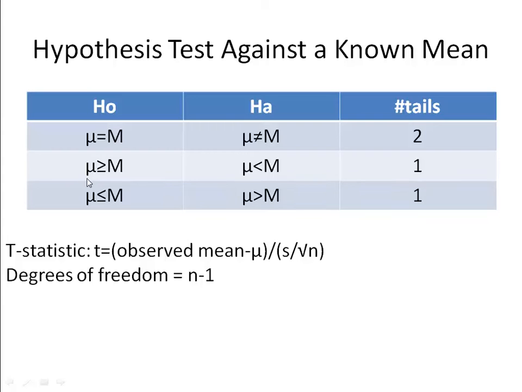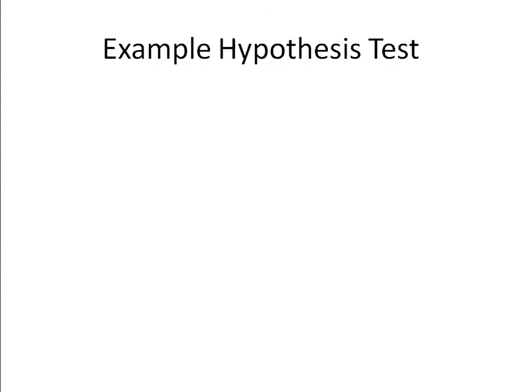The other one would be that your mu is greater than or equal to what you observed as your null hypothesis, which would have your alternate as mu is less than M, which is a one-tailed test, and the flip side where mu is less than or equal to M, and the alternate would be mu is greater than M. Our t-statistic doesn't change for this. It's still your observed mean minus mu divided by the sample standard deviation divided by the square root of n, with n minus 1 degrees of freedom.